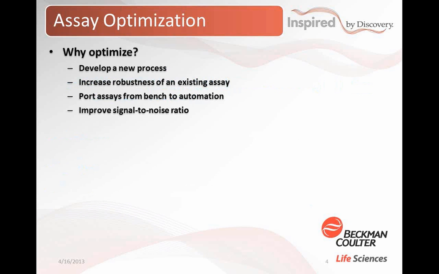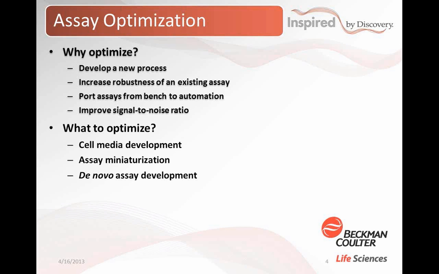So why would we want to optimize? It may be that you're developing a new process. It may be that you already have an assay in place, but you need to make it more robust. You might be porting an assay from a lab bench to automation, or perhaps you just want to improve your signal-to-noise ratio to make it a little bit easier to detect what's going on. There's really no end to what types of things you could optimize. Some examples might include cell media, assay miniaturization, new assay development, things like that.